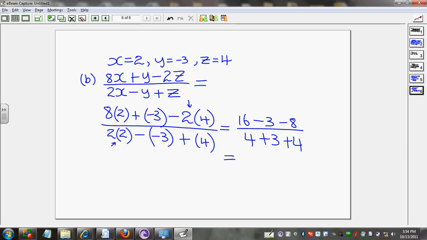Then if you work out the top, that'll be 16 minus 3 minus 8. That works out to be 5. Okay, 16 minus 3 is 13, and 13 minus 8 is 5, so you get 5 on top. And below, you'll get 4 plus 3 is 7. 7 and 4 is 11. So your answer should have been 5 over 11. Right, so substitution is easy when you do it that way.